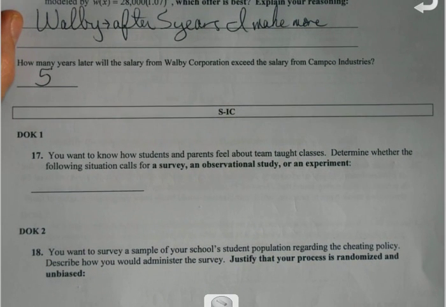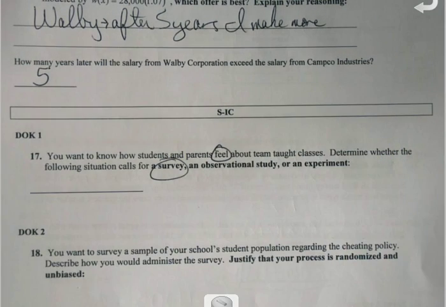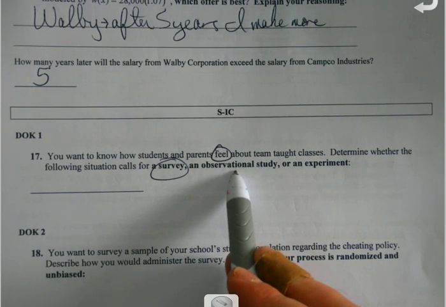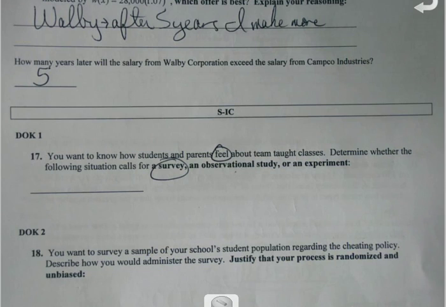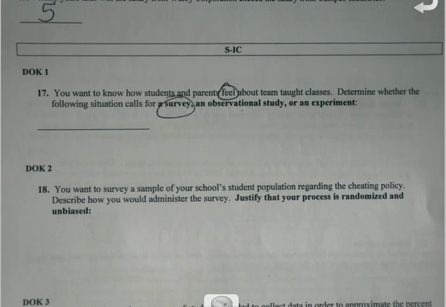Okay. 17. You want to know how students and parents feel about team-taught classes. Determine the following situation calls for a survey, an observational study, or an experiment. Which one? Survey. Because it's how we feel. You know, what do they think? What's their opinion? That's a survey. If I'm just watching them, it's a study. If I'm doing something to them, it's an experiment. Speaking of, you want to survey a sample of your school student population regarding the cheating policy. Describe how you administer the survey. Justify that your process is random and unbiased.